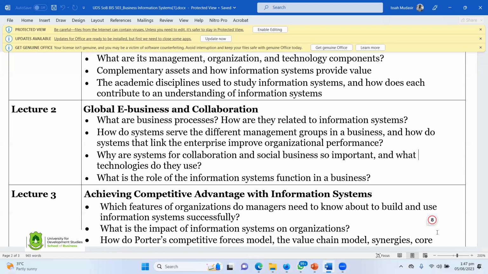And it is the changes in these business processes that IT or ICT would help to enhance. And it is based on this ICT, business processes, that we may be able to collaborate. So we try to understand what business processes are and how they are related to information systems.